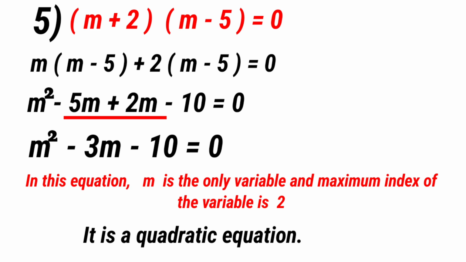In bracket m plus 2 bracket complete, another bracket m minus 5 bracket complete is equal to 0. We will multiply the two brackets. M in bracket m minus 5 bracket complete plus 2 in bracket m minus 5 bracket complete is equal to 0. M is the only variable and maximum index of the variable is 2. It is a quadratic equation.